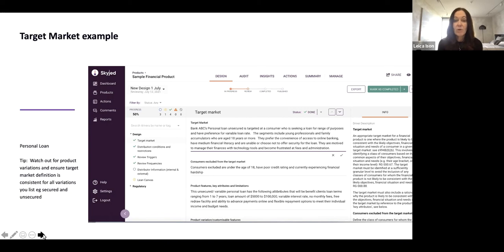I've got a list of all the products here that I have in scope for DDO. I've got all the actions and comments, because I will have invited in my legal team to sign off on and approve this target market determination before I publish it. And I've got all the reporting automated that I need for DDO as a product leader, to share with my risk teams and to update executives.